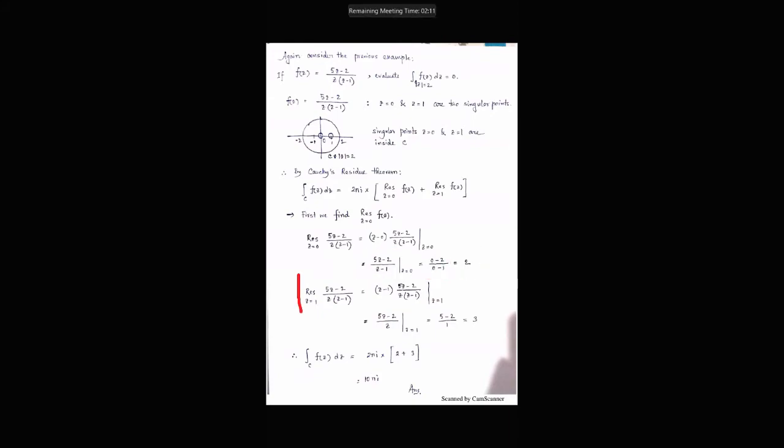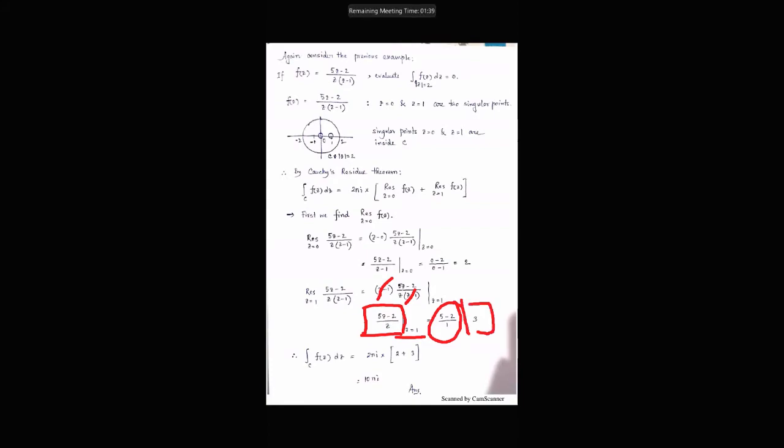And this is the residue of the function f(z) at the point z equal to 1. Since we are finding the residue at the point z equal to 1, we take z minus 1 into f(z) at the point z equal to 1. So this z minus 1 and z minus 1 cancel out. So this is (5z minus 2) by z at the point z equal to 1, and putting the value z equal to 1, we get 3. So the residues are 2 and 3.